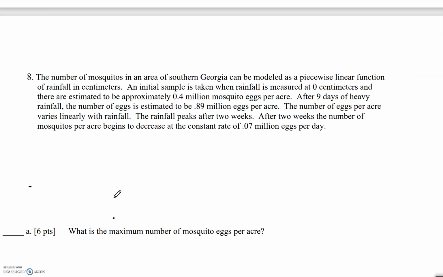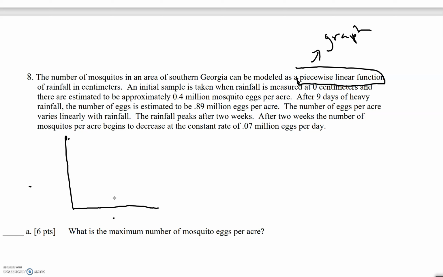So when I see piecewise linear function and I don't have a graph, I think, well, I'm going to need to make a graph. So here's where the problem comes in with this question. When I try to make the graph, the first thing you have to decide is what are your axes going to be? What are they going to represent? So the vertical axis is clear. It's the number of mosquitoes in millions per acre. This is eggs, right? Millions per acre.